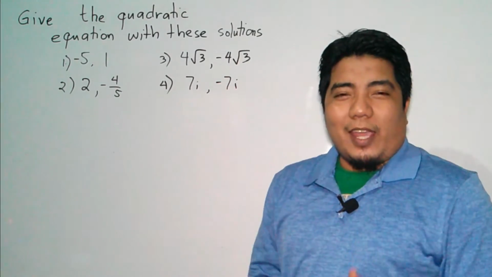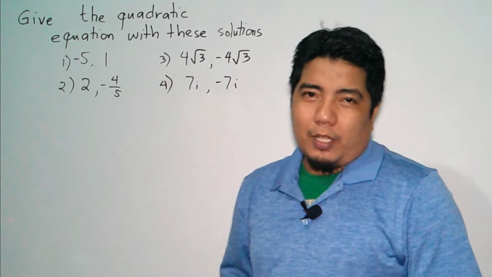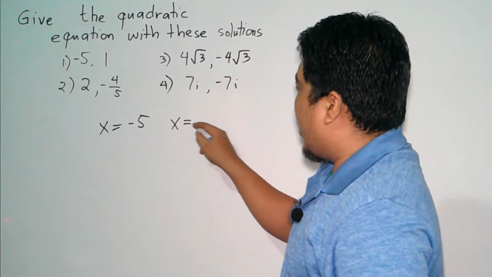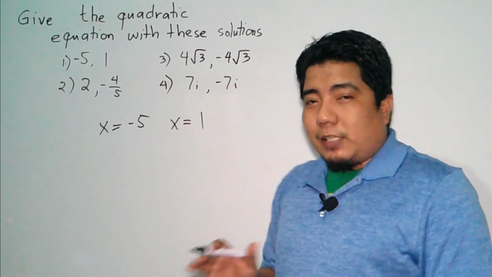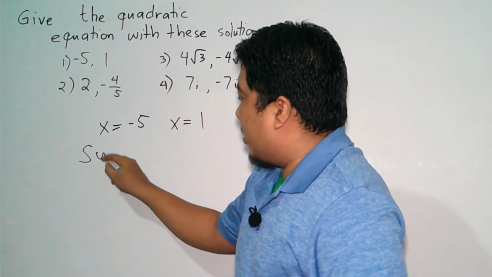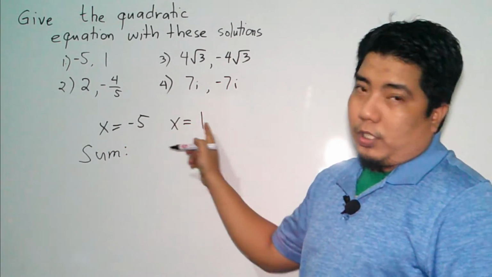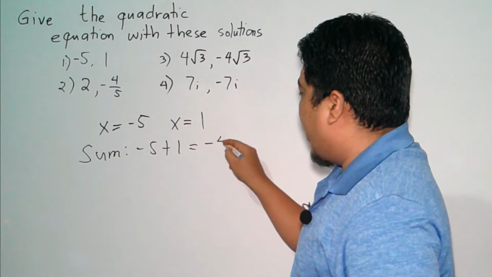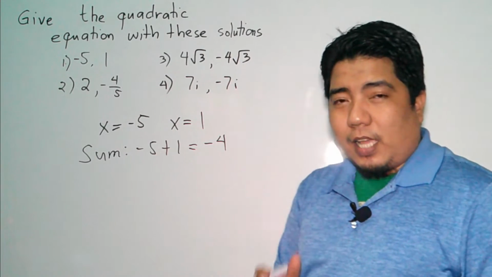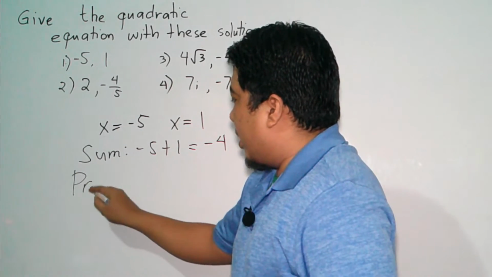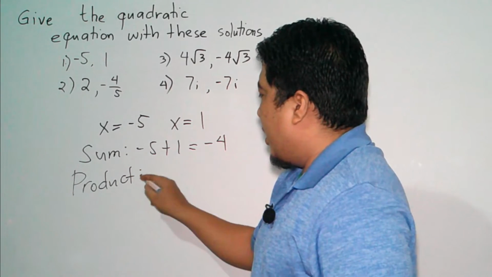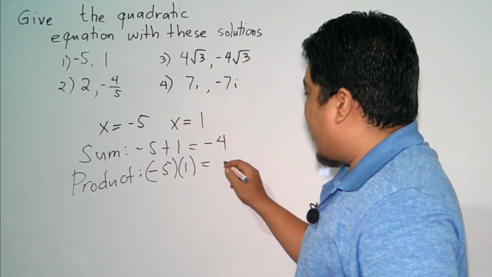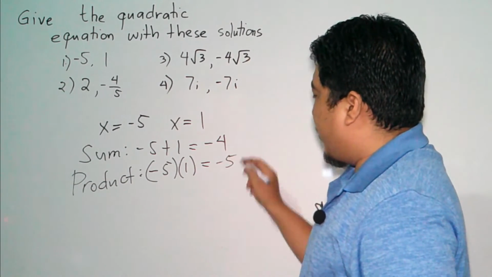Okay, let's consider first our example number 1. The first value of our x is negative 5, while the second value is positive 1. So, in this method, what you will do is you get the sum of the two roots. So, we have negative 5 plus 1, and that will give us negative 4. After you get the sum, you will get the product of the roots. Now, in multiplying negative 5 and positive 1, we have a final answer of negative 5.